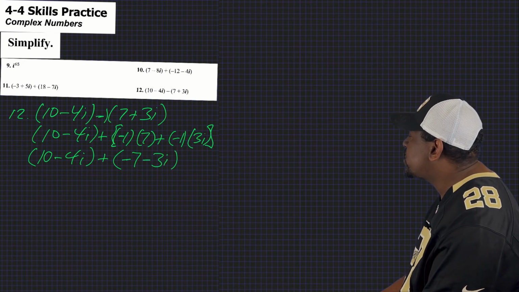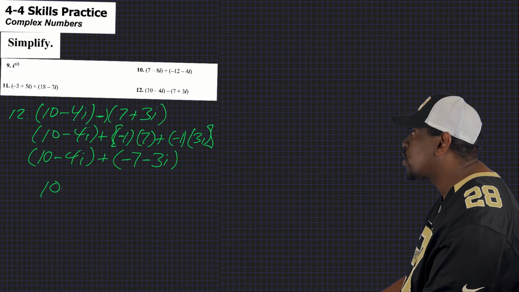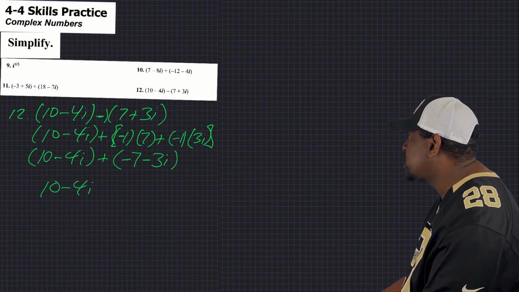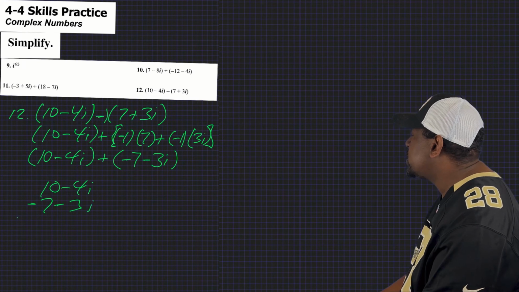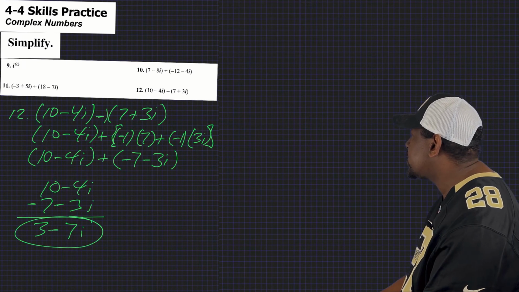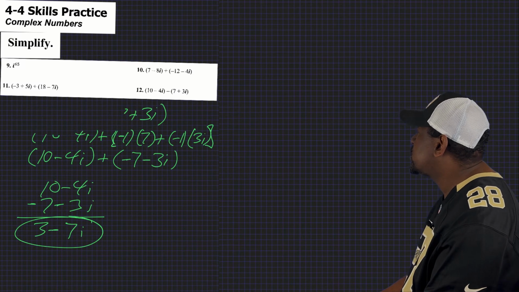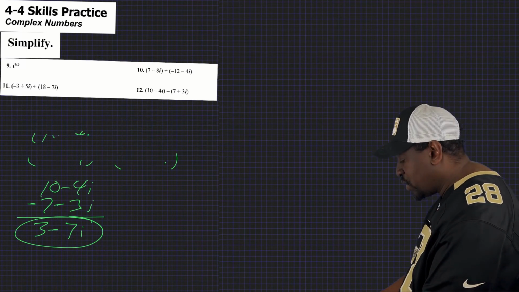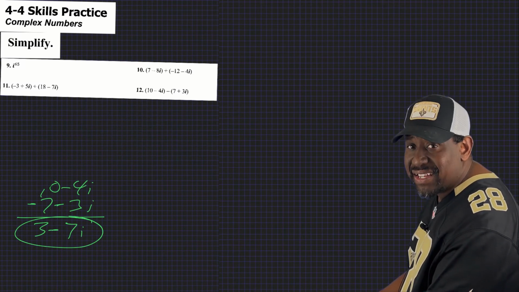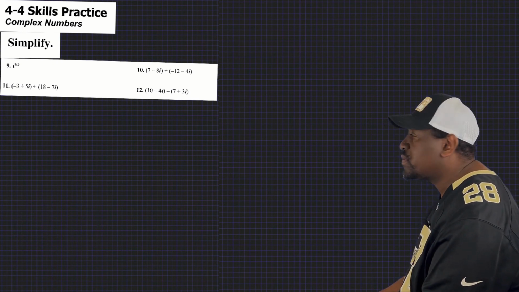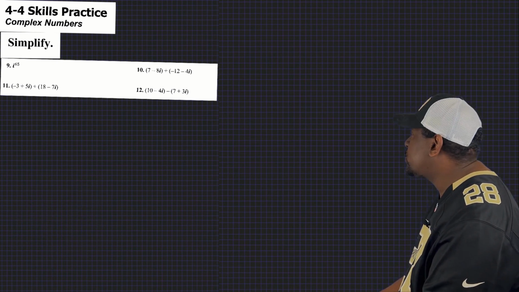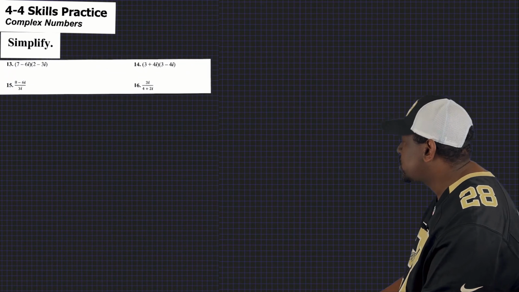At this point, we have an addition problem, so we can line them up vertically like we did in the last problem. We put -7 under 10, we put -3i under -4i. 10 minus 7 is 3, negative 4i minus 3i is negative 7i, and you get your final answer. Very good. So now we've done a problem where we've added complex numbers in the form of a plus bi, and we've subtracted two complex numbers.